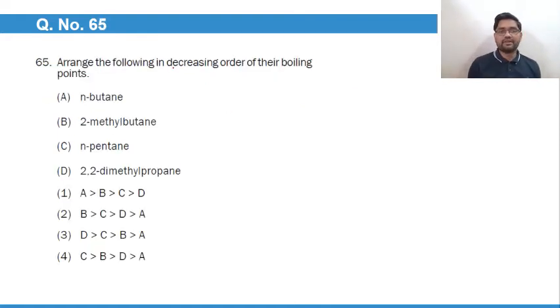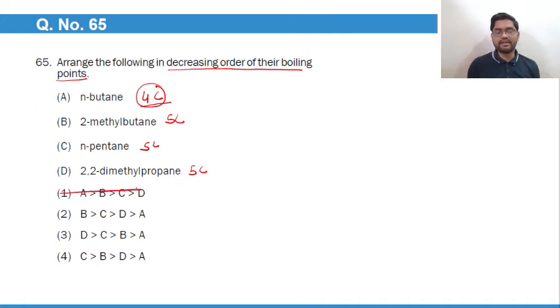Question 65: Arrange the following in decreasing order of their boiling point. Butane has 4 carbon atoms, methylbutane has 5 carbon atoms, and dimethylpropane has 5 carbon atoms. So the 4 carbon compound will be the last one. In all three options A is last, so option 1 should not be the answer. As branching increases, the boiling point decreases, so C should have the highest boiling point. Clear? So we'll go with option number 4.